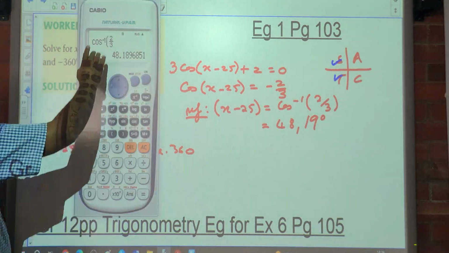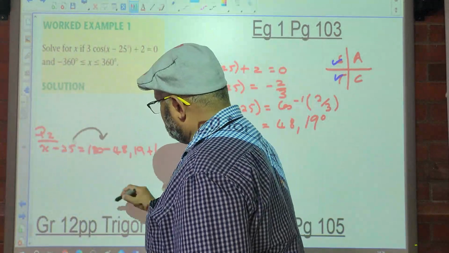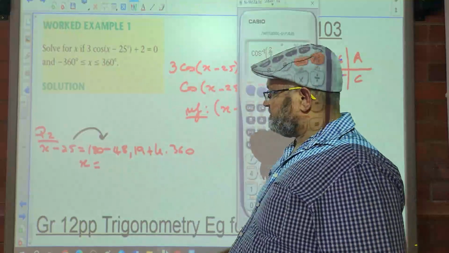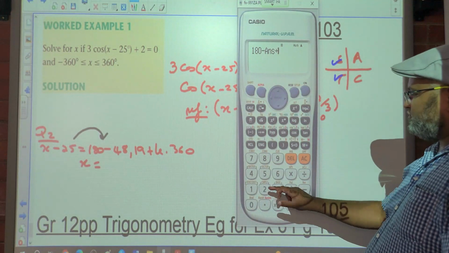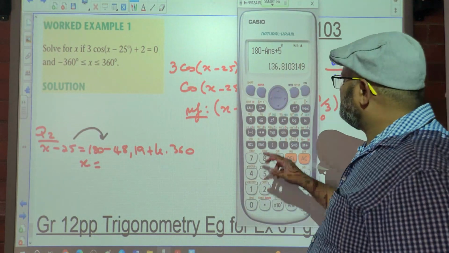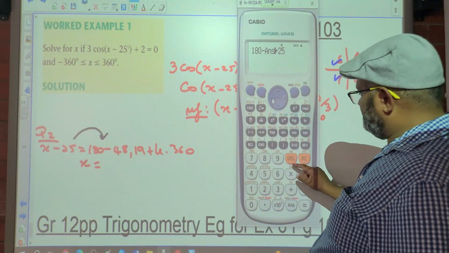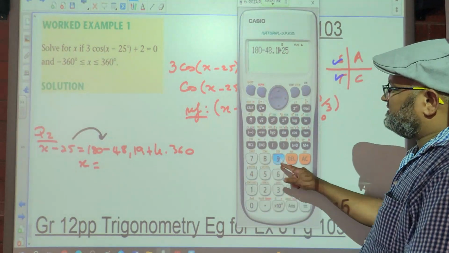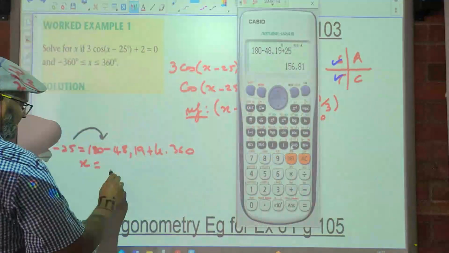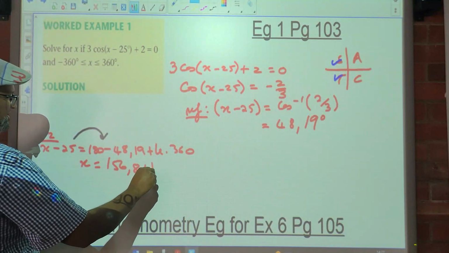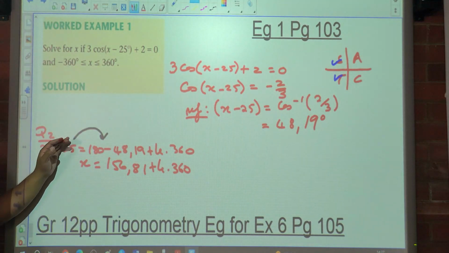Let's put that in the calculator. I'm going to bring that 25 also over the equal sign. So we say x is equal to 180 minus that angle of 48,19, plus 25, which is 156,81 plus k times 360. So that's the general solution for branch 2.